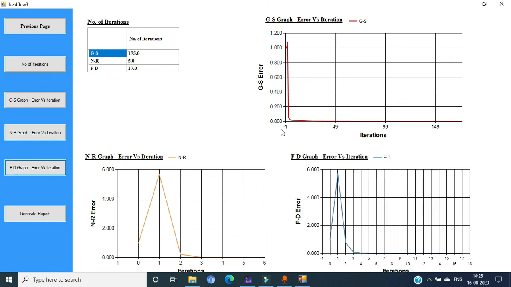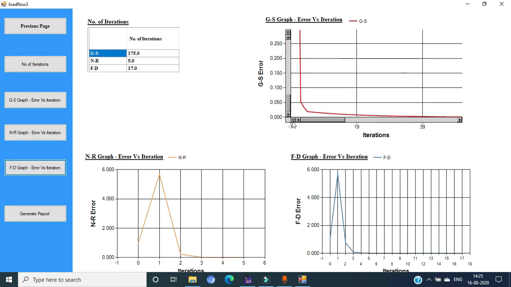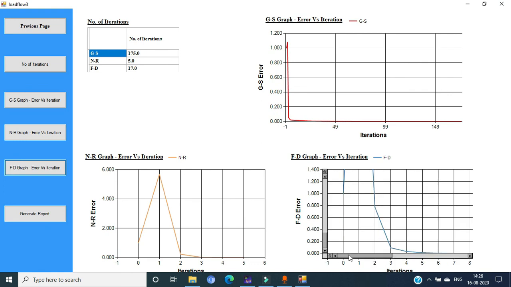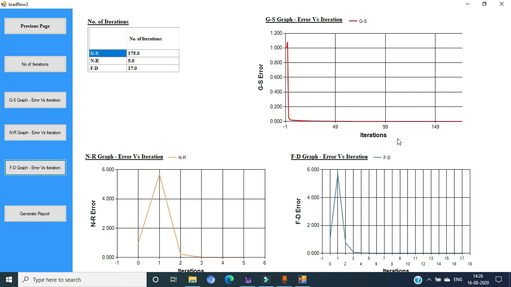You can zoom the corresponding graph to understand the convergence property of each method, where it is converged. All the details can be assessed from this graph. Finally, to get a detailed report, the detailed report is generated by clicking on generate report. Therefore, a report generated pop-up window appears, and the report is found in the folder where the parent file is situated.